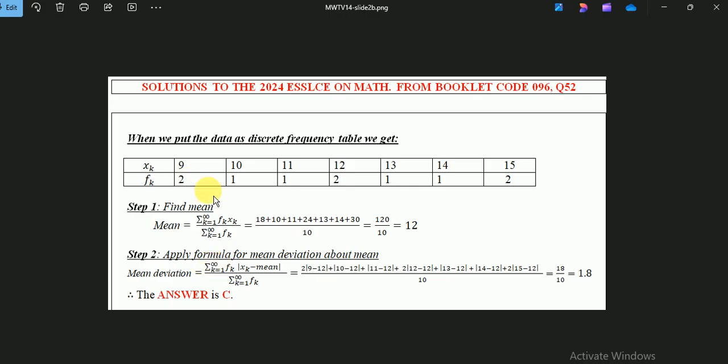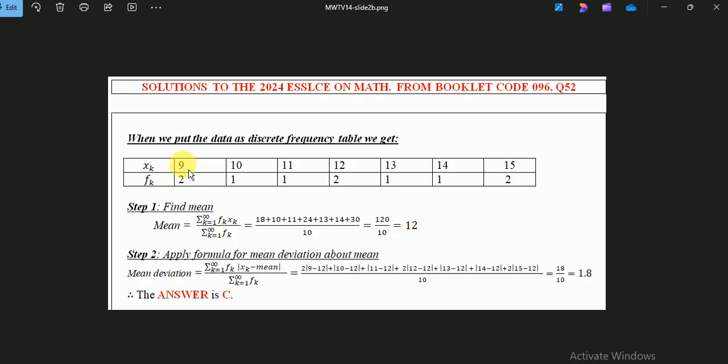Number of observations, number of values: 1, 2, 3, 4, 5, 6, 7, which is low. It has to be only up to 7. There are only 7 terms: 1, 2, 3, 4, 5, 6, 7. So it should not be up to infinity. This is a mistake.